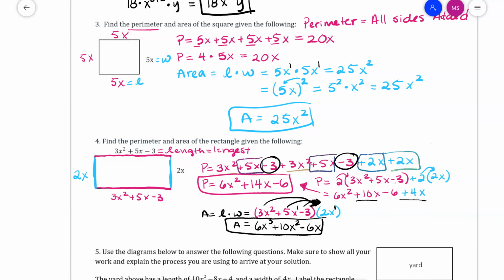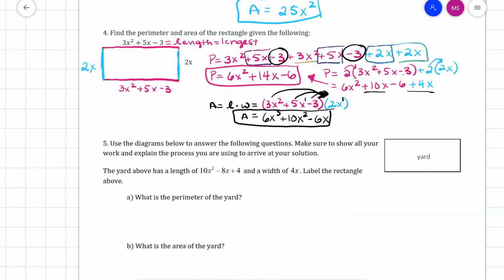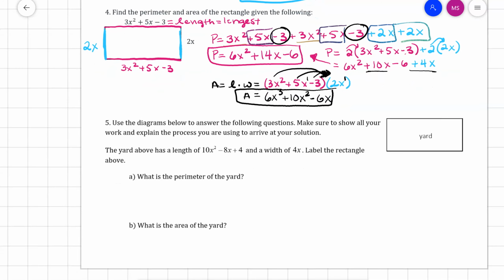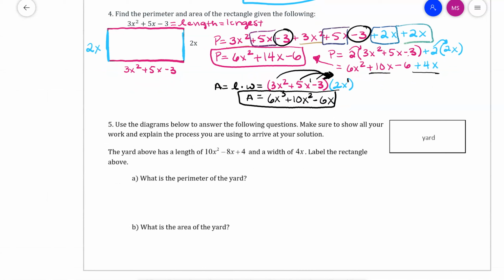Area equals. Okay, and last but not least, instead of me giving it to you in a drawing, I'm going to give it to you in a word sentence. So use the diagram below to answer the following questions. Make sure you show your work and explain the process you are using to arrive at your solution.